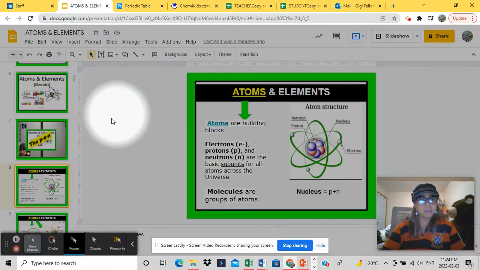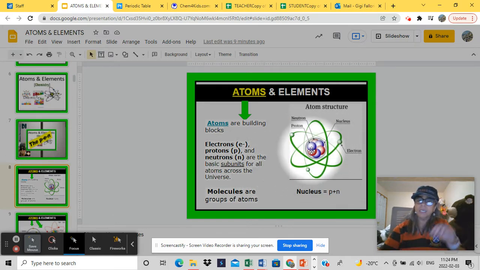So with the atoms, we have this common representation of the atom, right? And think of the solar system. The center would contain what? The P and the N, or the protons and the neutrons. Now think of the planets as the electrons. They're moving around the nucleus, right?